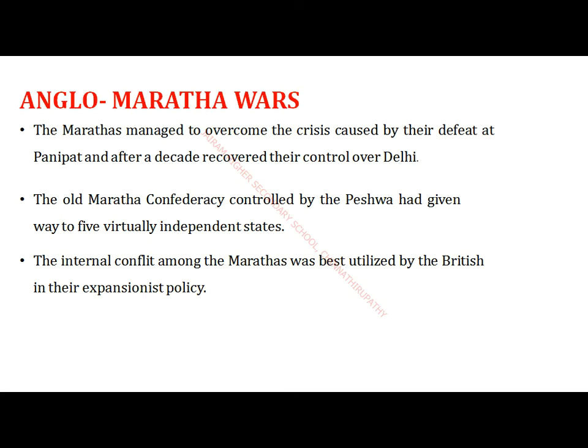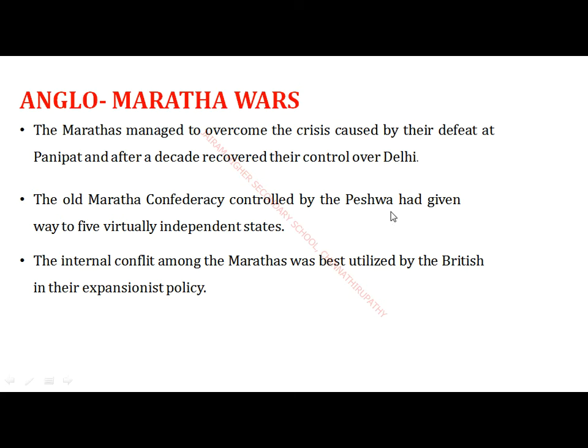Okay, children, and see here the second point, the old Maratha Confederacy. It means what? A union of states, a group of people or political parties with the same aim is known as Confederacy. As controlled by the Peshwa, it had given way to 5 virtually independent states. The Maratha Confederacy was controlled by Peshwas.